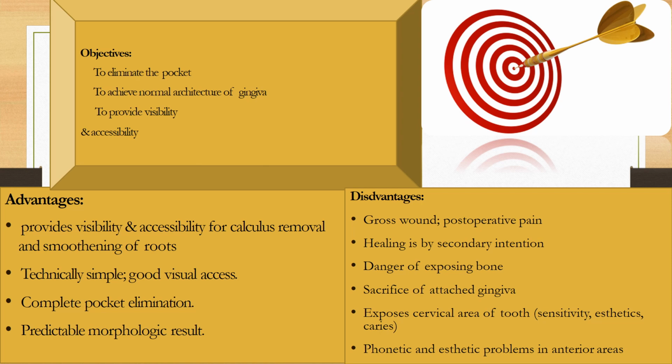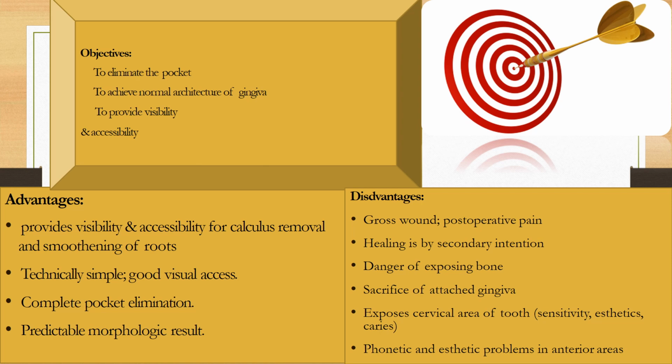What are the advantages? It always provides visibility and accessibility for calculus removal and also for smoothing or root planing. The technique is very simple and you have good visual access, complete pocket elimination, and you can also get a predictable morphological result. This aims at pocket reduction surgery. It comes under resection surgery, not regenerative surgery. So you can expect an appropriate attachment or a healthy gingival sulcus after the healing.